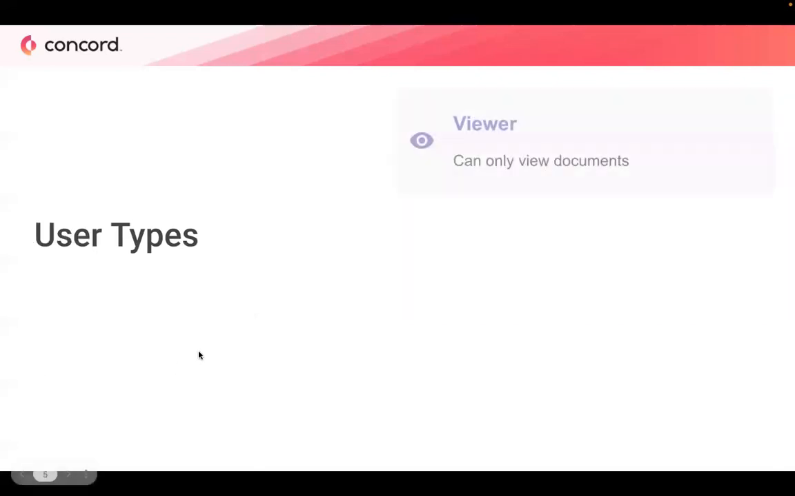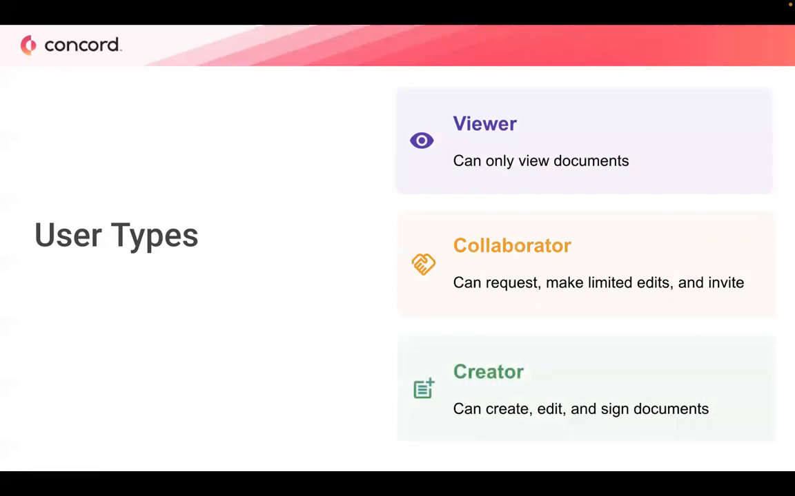Now, what's really important for all of us here is going to be the different permissions. So these are our standard permissions. We have viewers who can view documents, pretty self-explanatory there. We have collaborators who have the opportunity to request edits from third parties. They can fill in specific fields and they can invite other individuals to the documents. And then we have creators. So that's where I assume a lot of you are at if you're not an admin, but you're going to be able to build documents, edit documents, sign documents, share documents, really take that start to finish approach with your contracts.